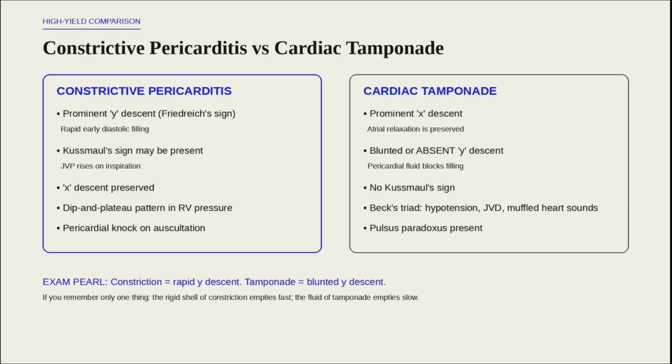In constrictive pericarditis, the rigid pericardium forces rapid early diastolic filling. This produces a prominent, rapid Y descent, known as Friedreich's sign. The JVP may actually rise with inspiration, which is Kussmaul's sign.